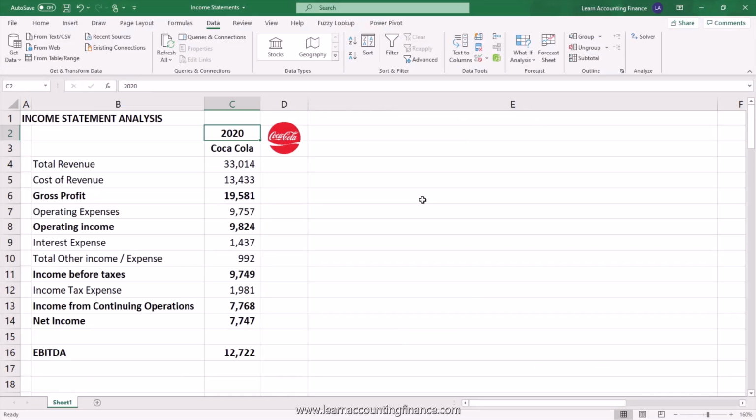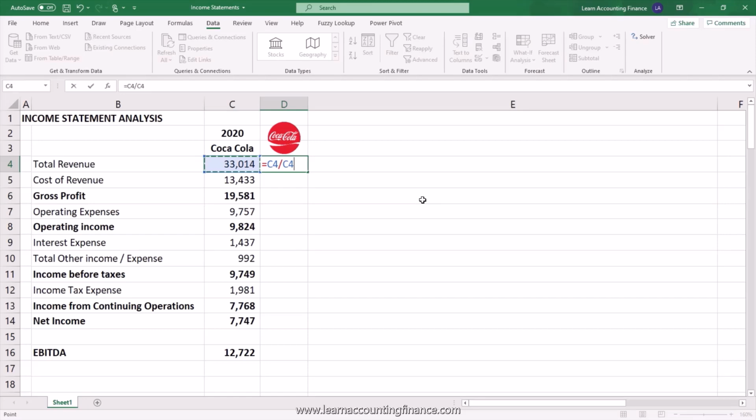So what is a vertical income statement analysis? In a vertical income statement analysis, you divide each line item, each number in the income statement, by a common number, a base number. Most of the time it is your total revenue or your net sales. That is your base number. So we start with the total revenue itself. It will be equal to your total revenue divided by your total revenue, because your denominator is the base amount, which is total revenue in this case.